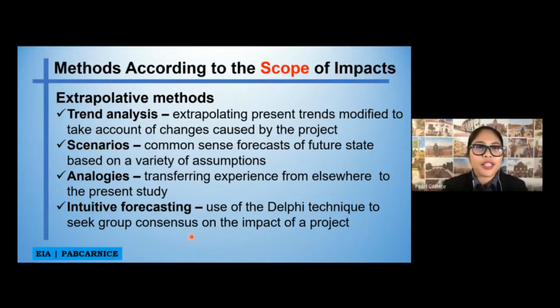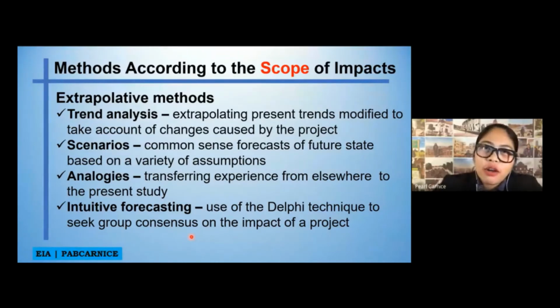When we say analogies, this is transferring experience from elsewhere to the present study. So for example, in your case, you can make an analogy based on the two EIA study examples that I gave you, since they identified what the possible impacts are of the building you are studying. So you can make an analogy based on those studies.